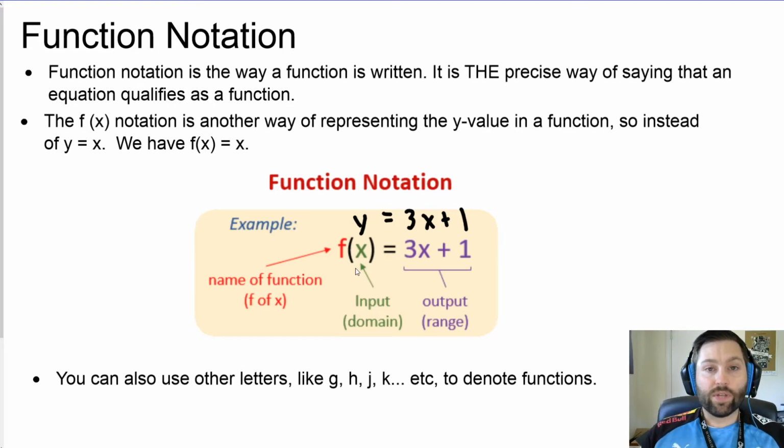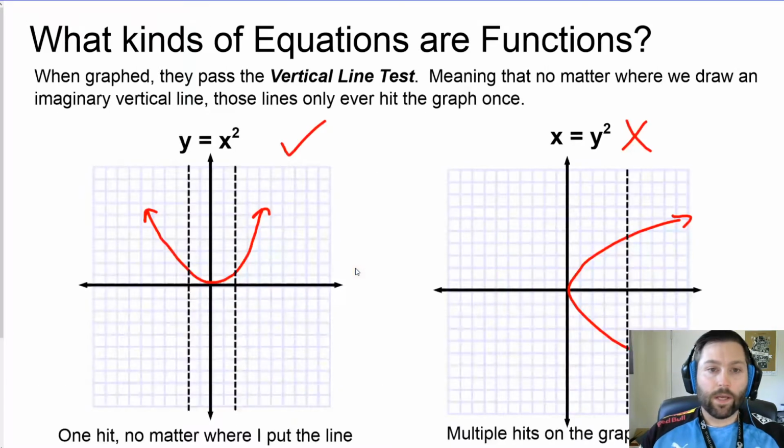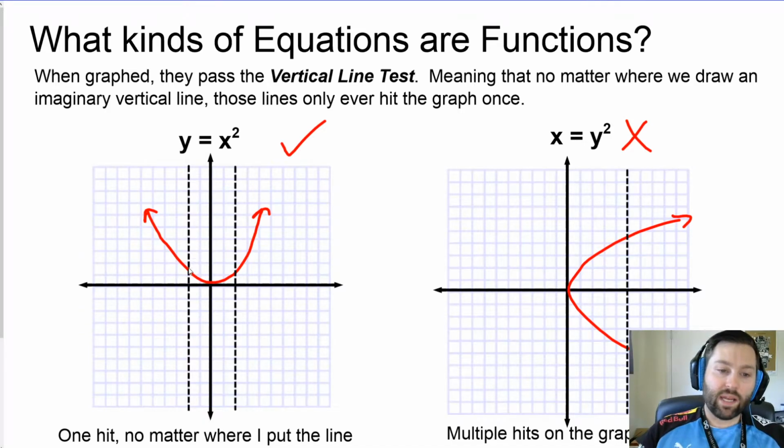So how do you tell whether or not you have an equation that represents a function? You use the vertical line test. When you graph that equation, no matter where you draw an imaginary vertical line, those lines will only ever hit the graph once. So on the left-hand side, you have the equation y is equal to x to the second power. I drew one imaginary vertical line, and it touches the graph one time. And then I drew another one somewhere else, and it only ever touches the graph one time again.